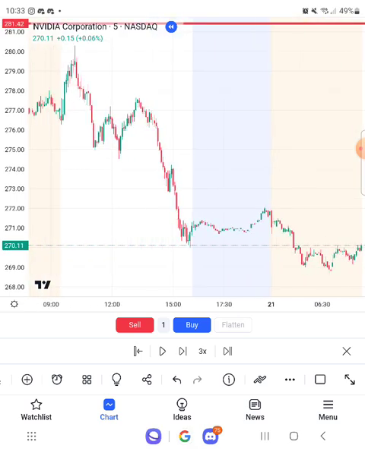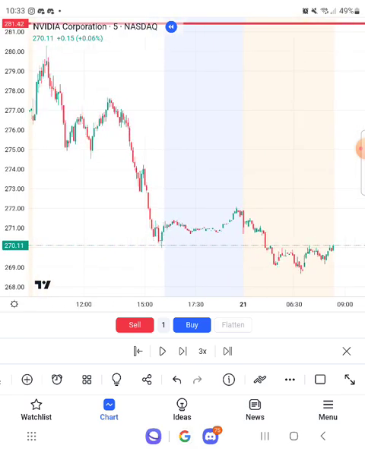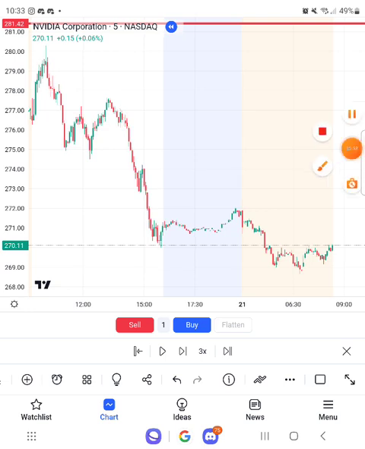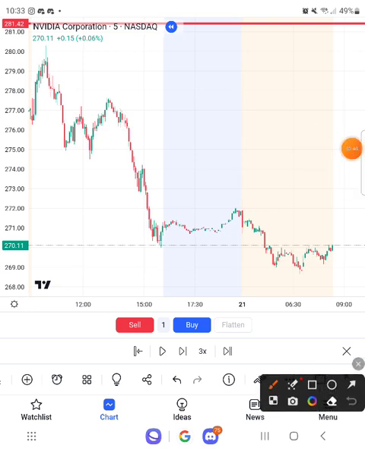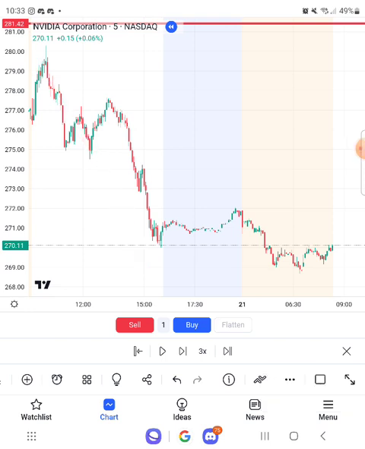Yesterday, so this white area represents what happened yesterday. So yesterday at market close, you saw NVIDIA had a huge drop. It was actually a red day. All day yesterday was red for NVIDIA. And then it continued to drop all after market and even pre-market.